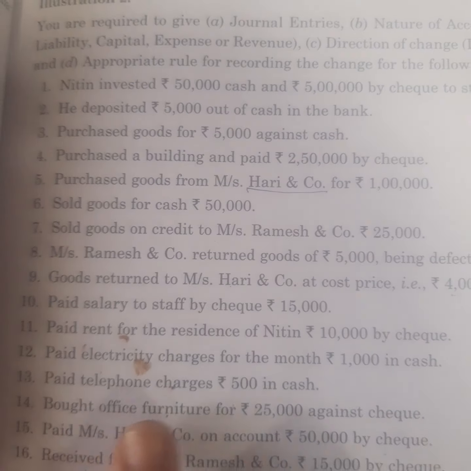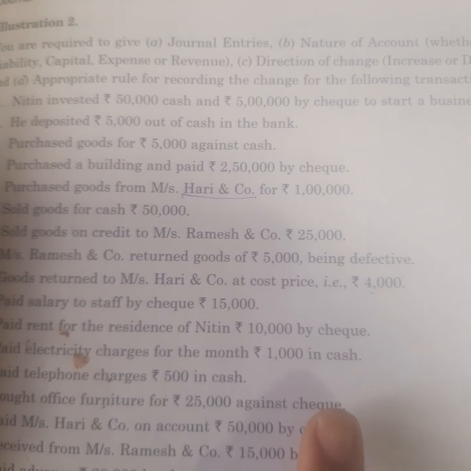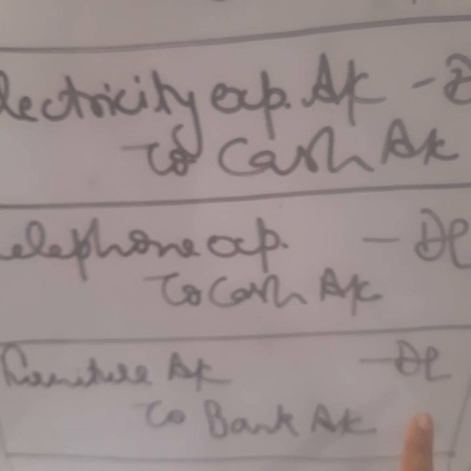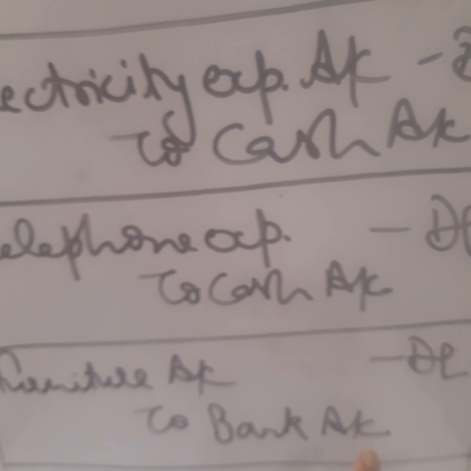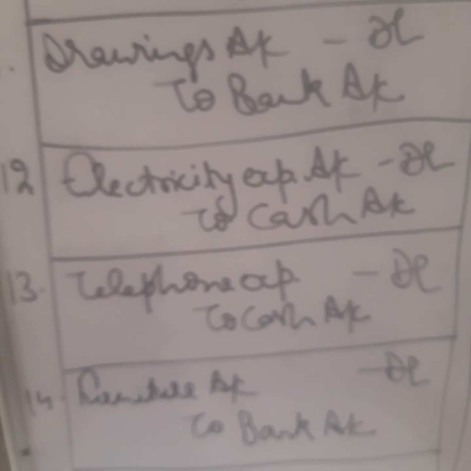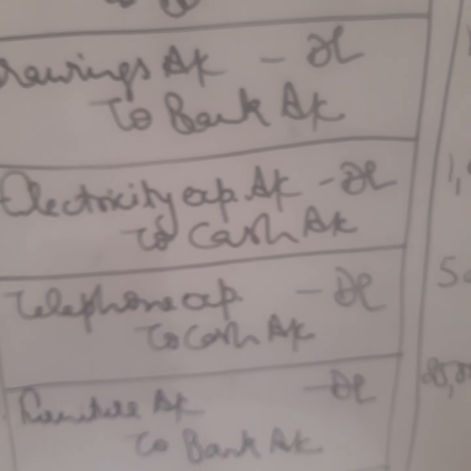Next, bought office furniture for 25,000 against check. So furniture is being purchased, an asset is coming into our business, it will be debited. We are paying it in check, so bank balance is getting reduced, an asset is reducing, so bank will be credited. So the entry will become furniture account debited to bank account.